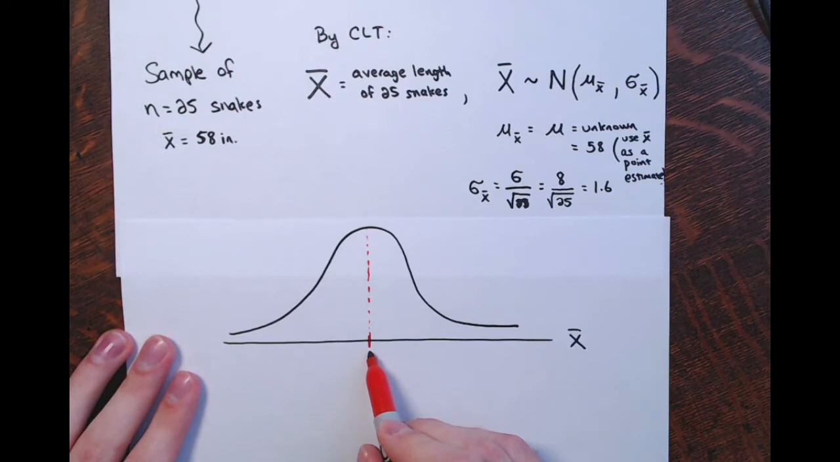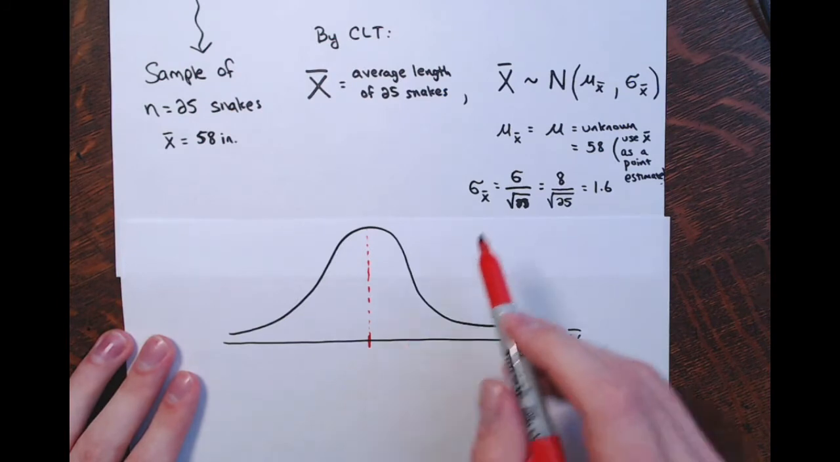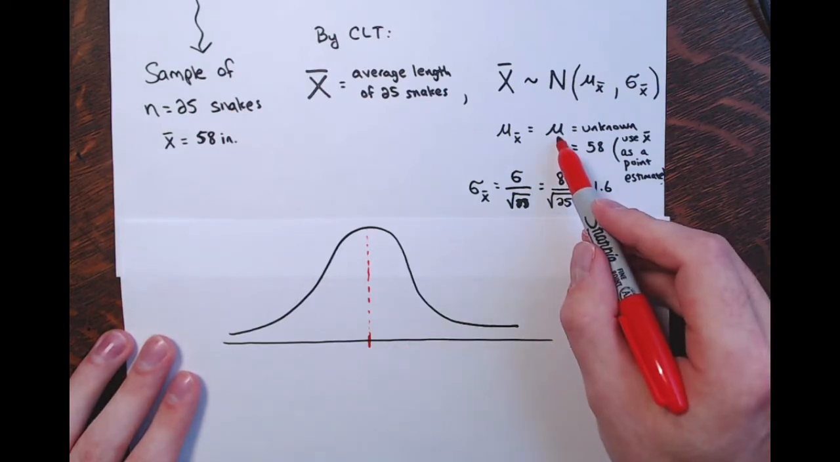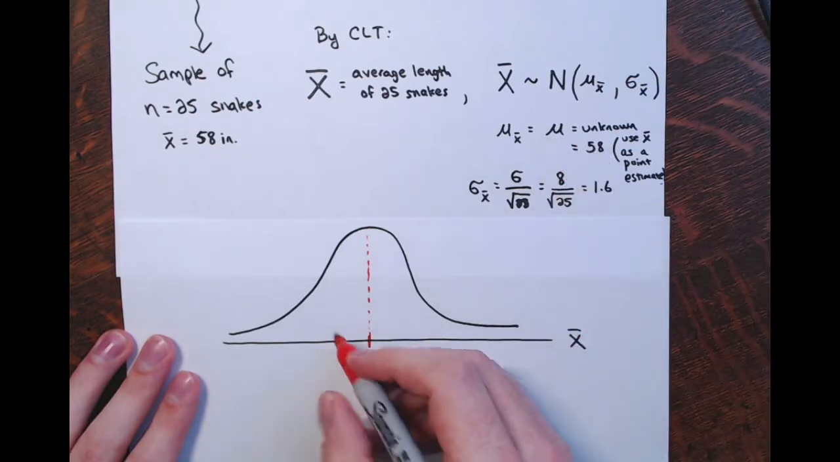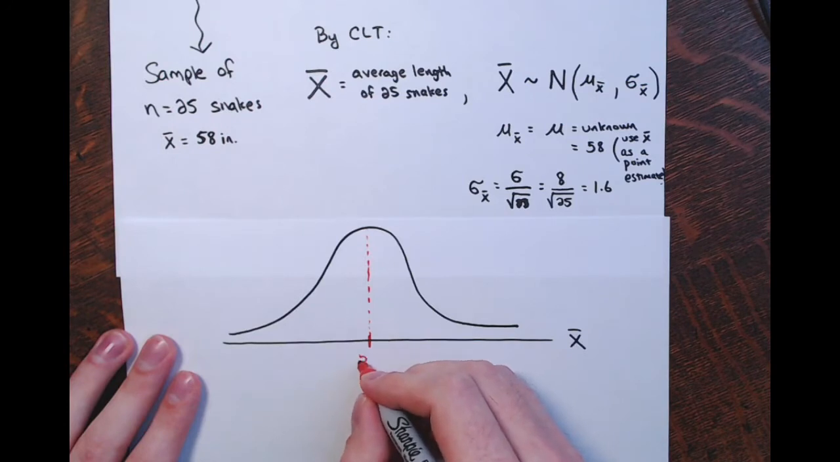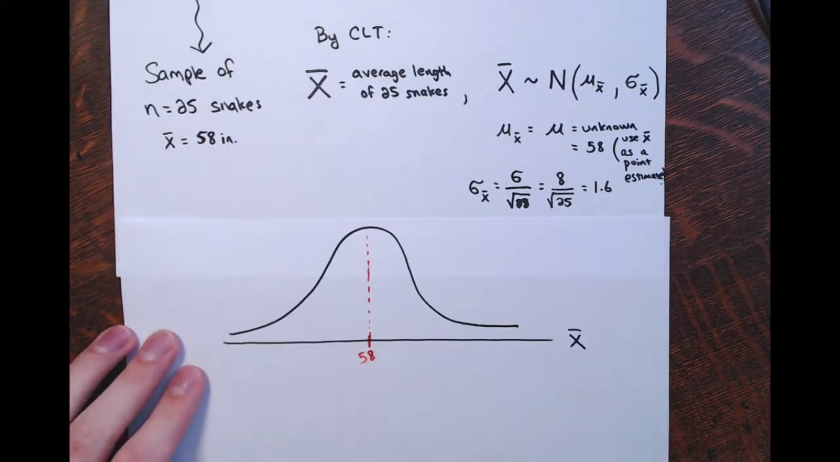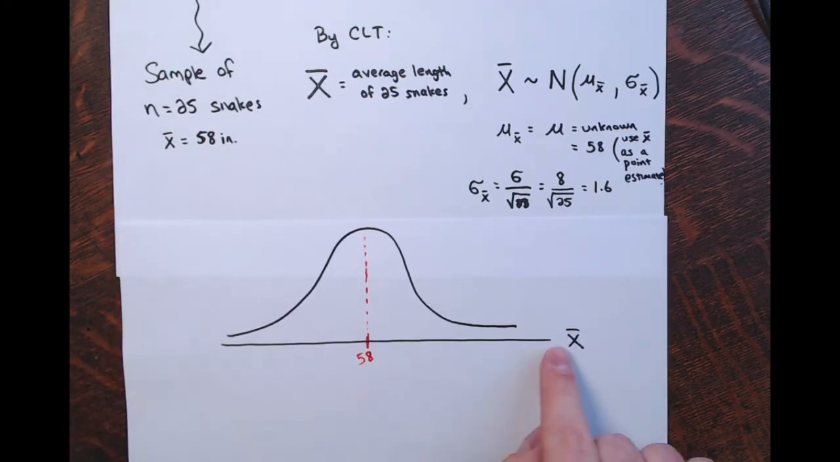Now the mean, again, we don't know the population mean. We don't know what mu is. We're trying to guess that. So we use our initial guess, right? 58. That was the sample mean. We use our sample mean underneath the peak here, 58 inches. And the standard deviation of these x bars was 1.6, right? 8 divided by the square root of 25.